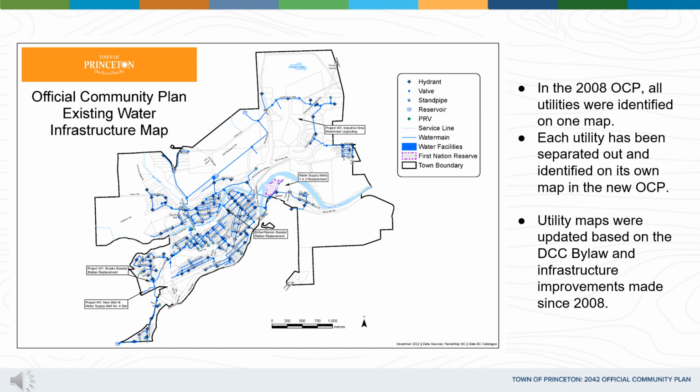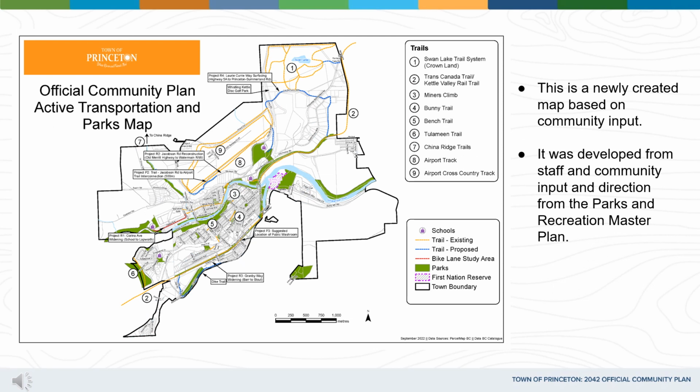In the 2008 OCP, all utilities were identified on one map. Each utility has been separated out and identified on its own map in the new OCP. Utility maps were also updated based on the DCC bylaw and infrastructure improvements that have been made since 2008. The Active Transportation and Parks map is a newly created map that has been based on community input. It was developed from staff and community engagement and direction from the Parks and Recreation Master Plan.